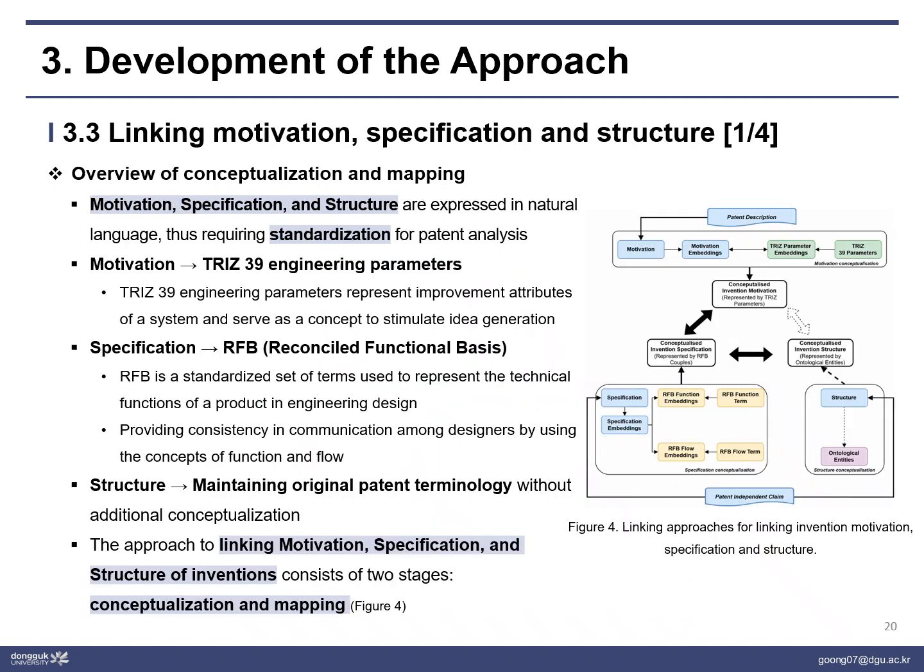The motivation, specification, and structure derived earlier need to be standardized for analysis. Motivation is standardized using trees parameters, specification is standardized using RFB, and structure keeps the patent terms. Linking the motivation, specification, and structure of an invention consists of two steps, conceptualization and mapping.